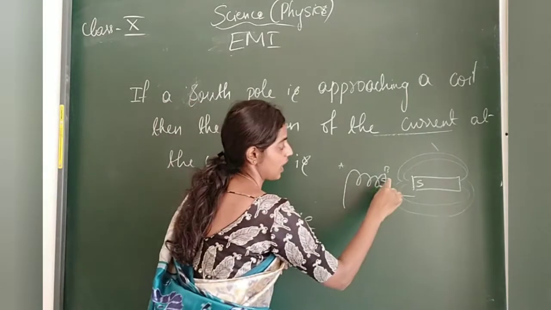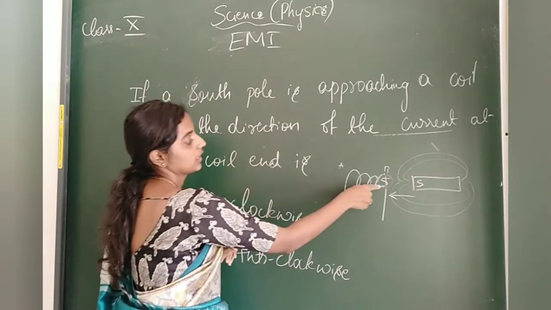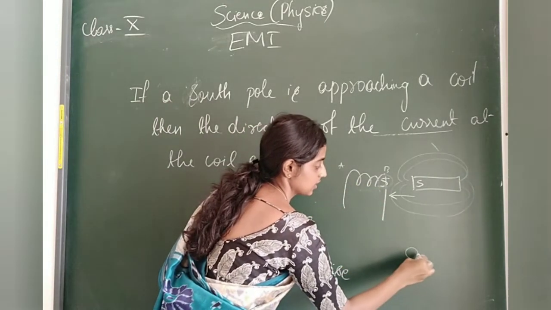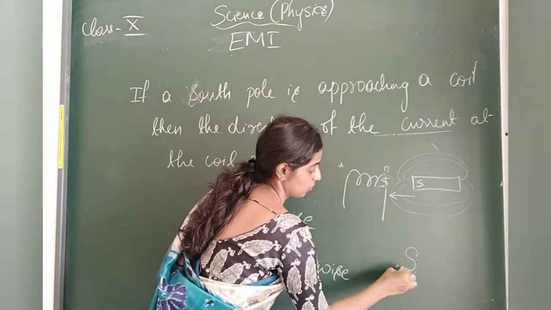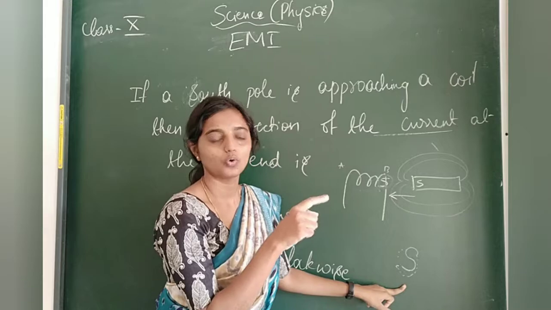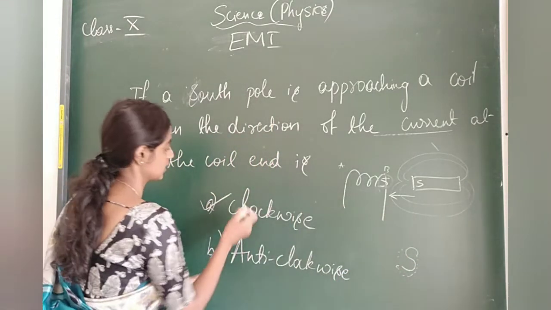So since we have a south pole here, remember, direction of the current in the coil. They are asking in the coil. So S is like this. That means it will flow like this. As we told, what is this? The current will flow in the south end, that is clockwise. So hence our answer is clockwise.